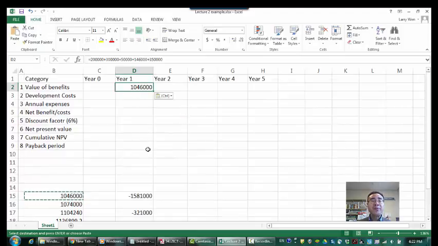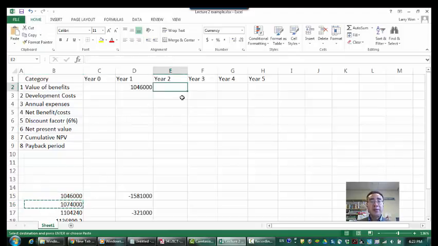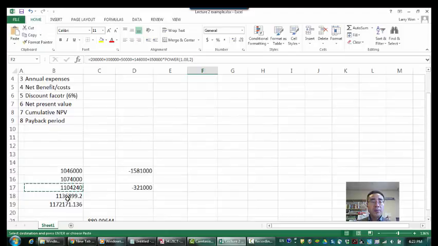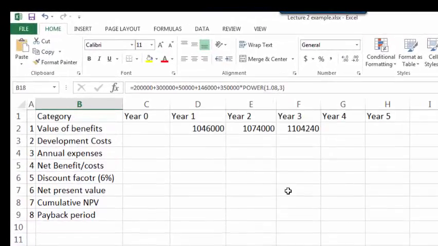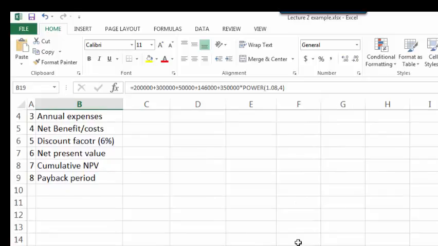The first year, the benefit for the company should be this number, and the second year, the third year, the fourth year, and the fifth year.